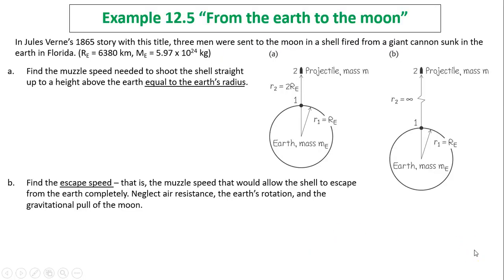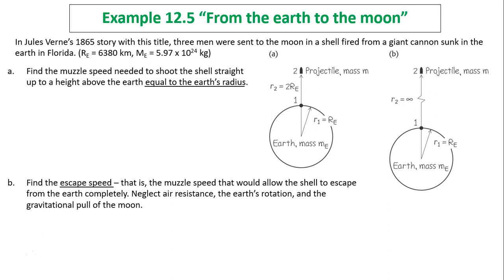Let's take a look at this example from the Earth to the Moon. In Jules Verne's 1865 story with this title, 3 men were sent to the moon in a shell fired from the giant cannon sunk in the earth in Florida. So RE equals 6,380 kilometers and ME is 5.97 times 10 to the 24 kilograms. Find the muzzle speed needed to shoot the shell straight up to a height above Earth equal to Earth's radius.